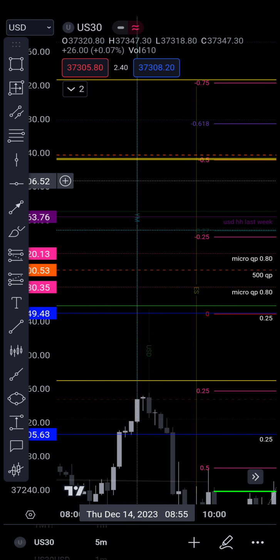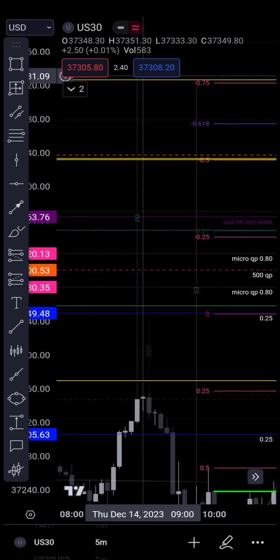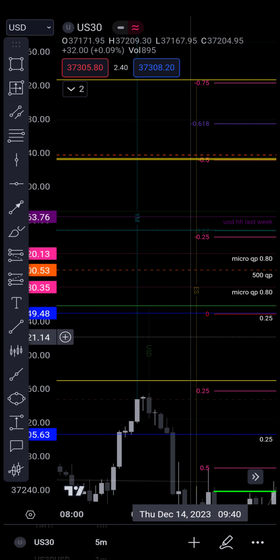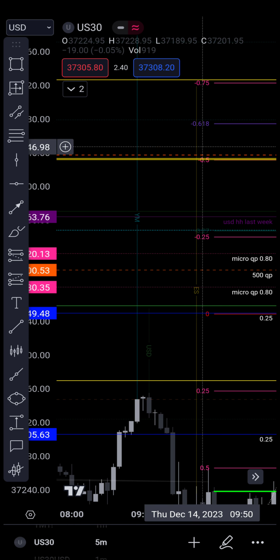This is the futures contract for US 30. As you can see, this chart is US 30, but this is the futures contract. As you can see, it went all the way up. Okay, so this is confirmation, and we got ES right here. It went all the way up here.